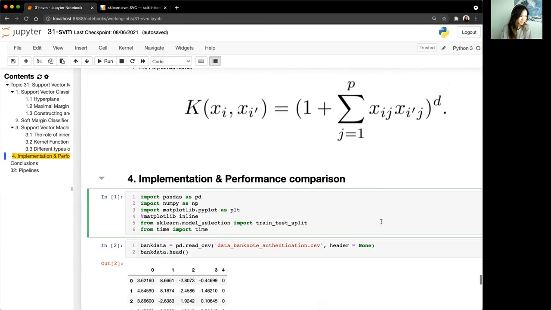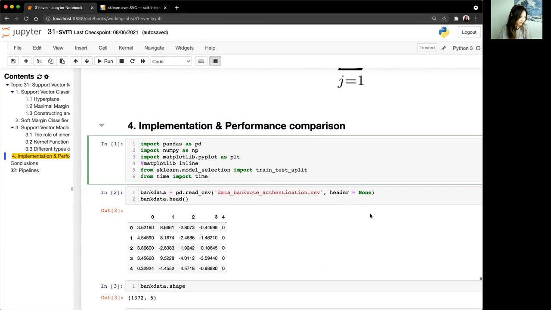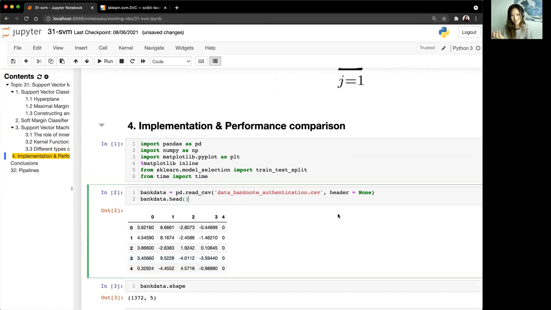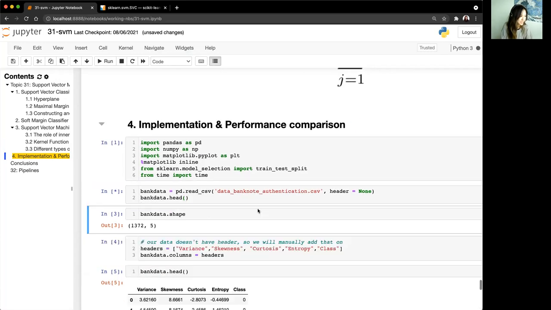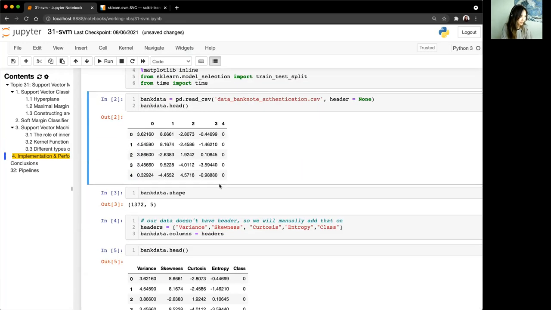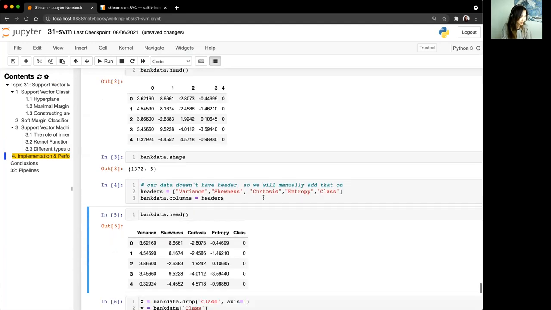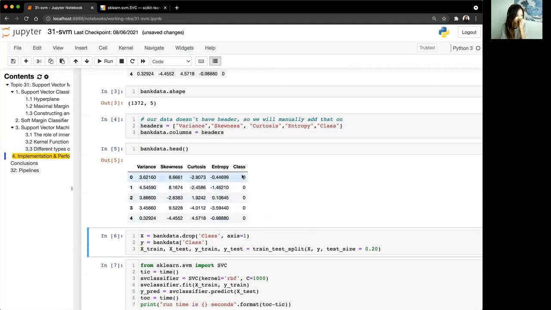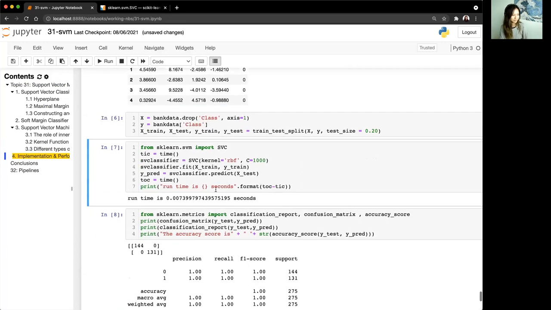All right, so our usual libraries that we have here. The data set that we're going to use is the banknote authentication data set, the same one that you're using for testing your functions. So this is our data. We have our shape over here, our column names, train test split.